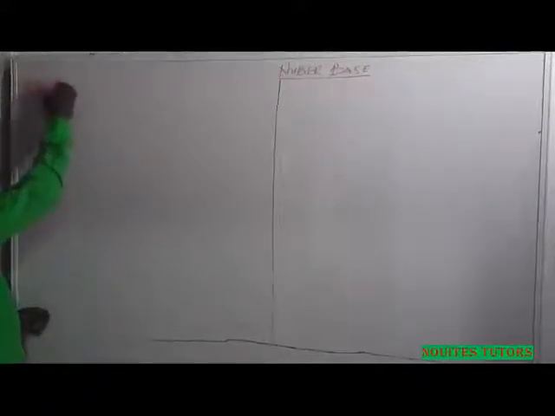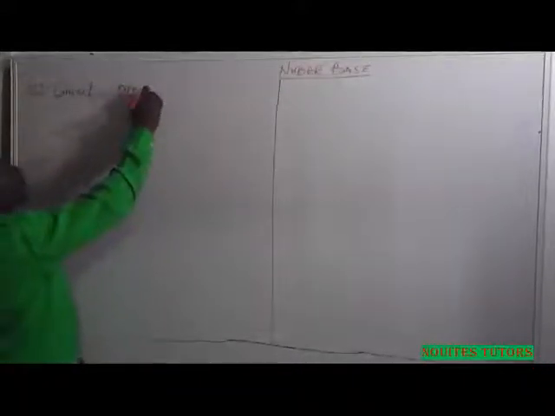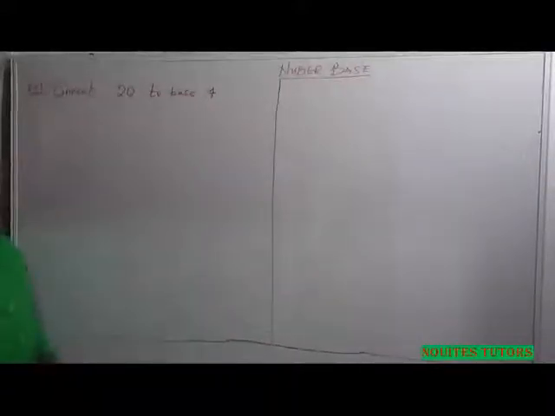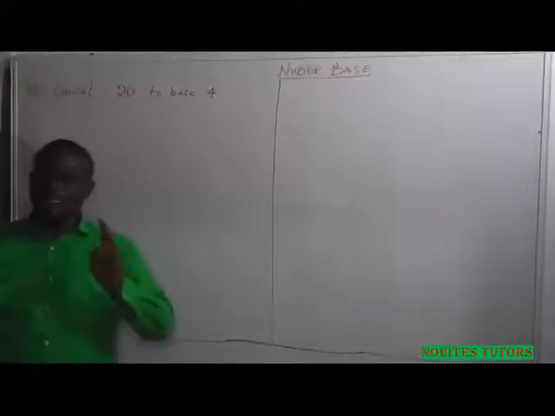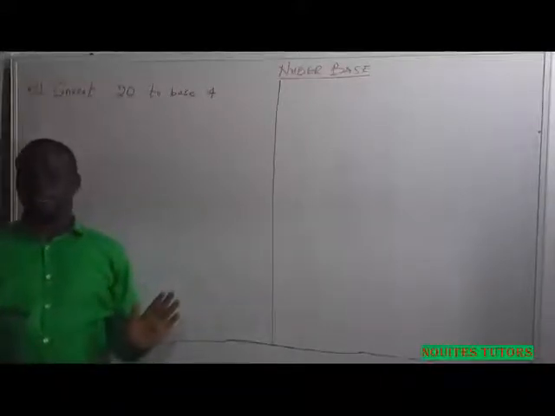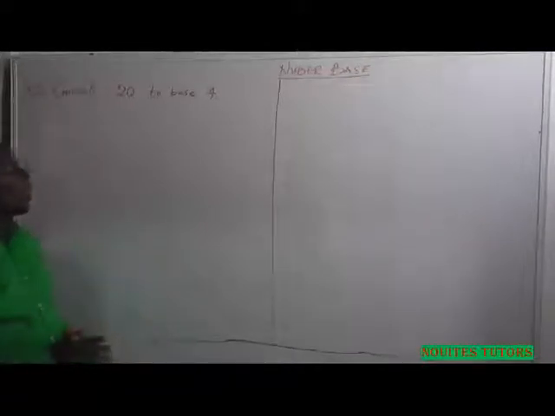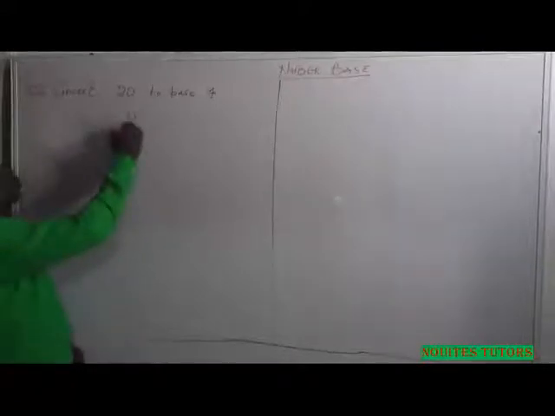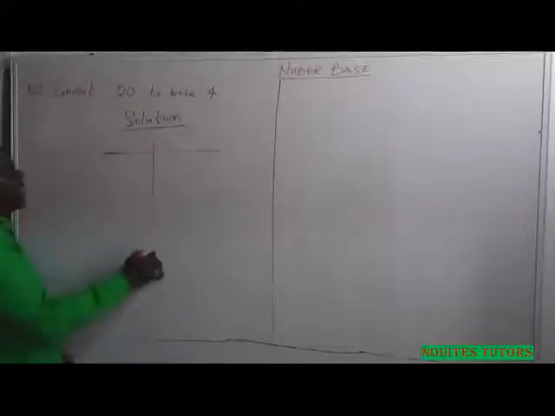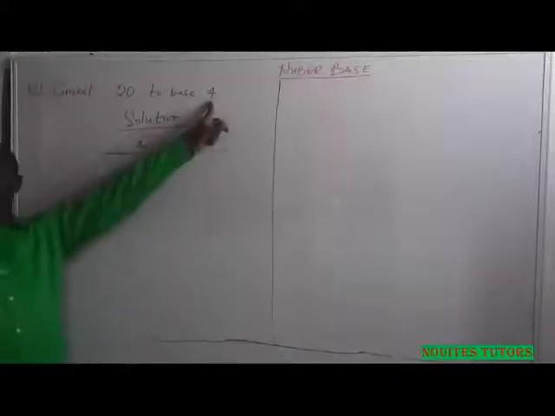Example 1. Convert 20 to base 4. I told you that in mathematics, if you just write any number and they don't write anything there, it is in base 10. So I want to convert this to base 4 now. So solution. Now look at this. I'll write my 20 and then put the 4 here. You see that? Why? Because I want to convert to base 4.